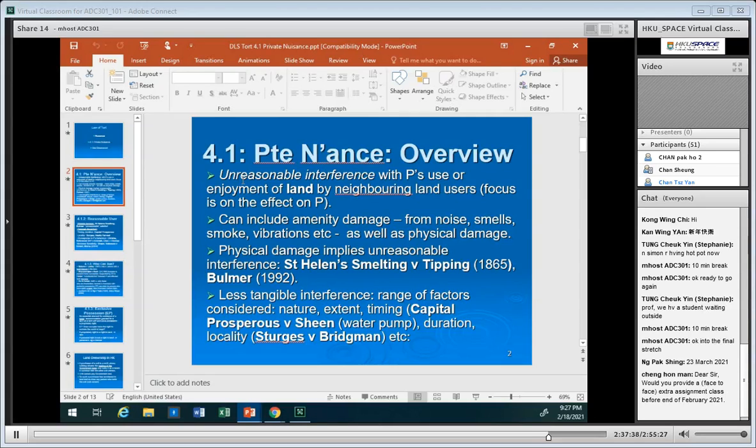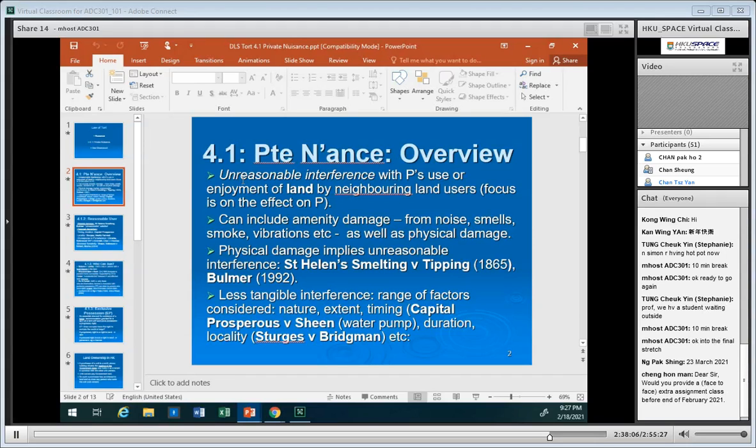Okay. And the case I've got on the screen is called St. Helens Smelting and Tipping, which is an English case, not in your course manual, but there is a Hong Kong case called ACL and Bulmer, B-U-L-M-E-R, on page 97, which says the same thing. Okay, so I like the case name, St. Helens Smelting and Tipping. It sort of slips off the tongue quite nicely.